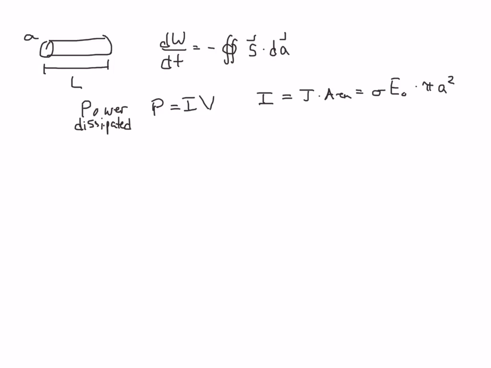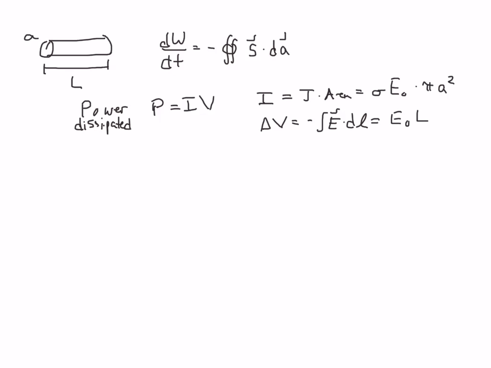So the current, since it is flowing uniformly throughout the wire, is just J times the cross-sectional area of the wire. J we already know is sigma E naught, and the cross-sectional area of the wire is pi a squared. So that's how I got this equation here. And then V, we actually know that back from the chapter 7 derivation, but we know V is changing uniformly along the wire, so delta V always equals minus the integral of E dot dl. But in this case, that just turns out to simply give us E naught times L.